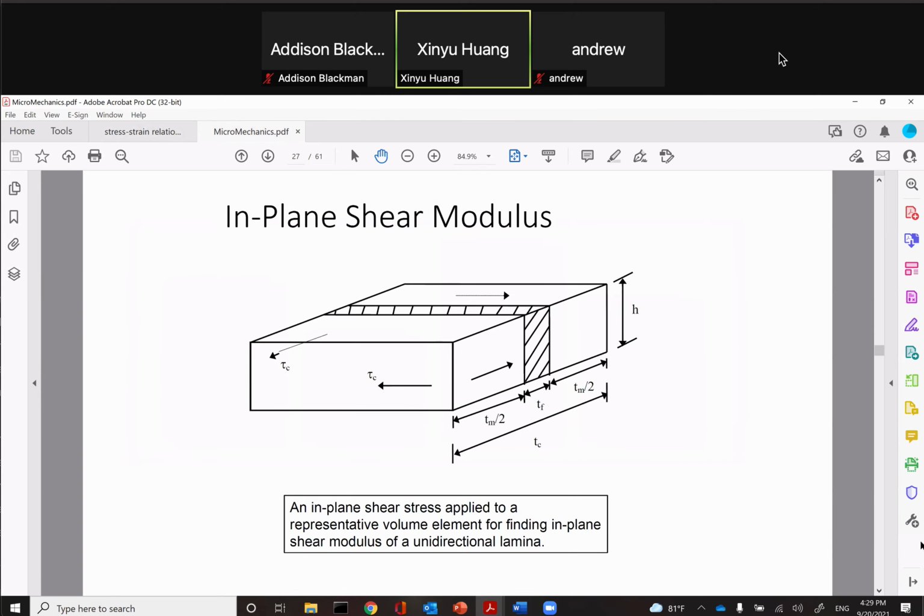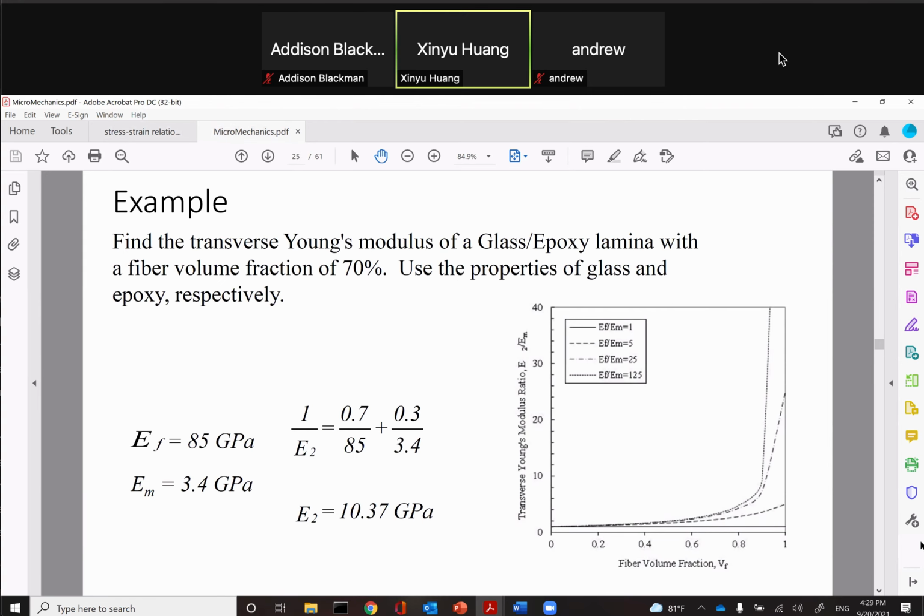Oops, back. So you apply the Reuss model. This is another rule of mixture. Okay. And then you can calculate the transverse Young's modulus of the composite, which gives you this number. It's actually closer to the matrix property. It's slightly bigger than matrix property, much lower than fiber properties. Okay.